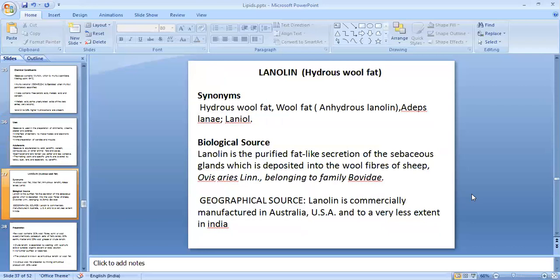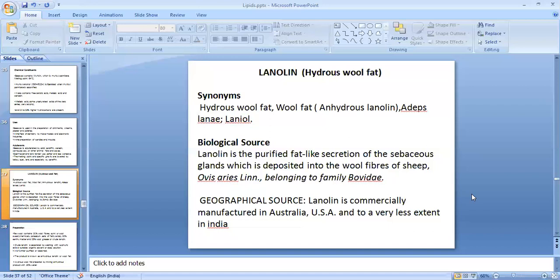And next we'll see about the pharmacognosy of lanolin or hydrous wool fat. It is morphologically an unorganized drug, which is a semi-solid fat. Chemically it belongs to lipids, that is, it is a fat. Pharmacologically, it is used as a pharmaceutical aid in various preparations. As a synonym, it is otherwise called hydrous wool fat. If it is anhydrous, it is called anhydrous lanolin, or otherwise adeps lanae or laniol.